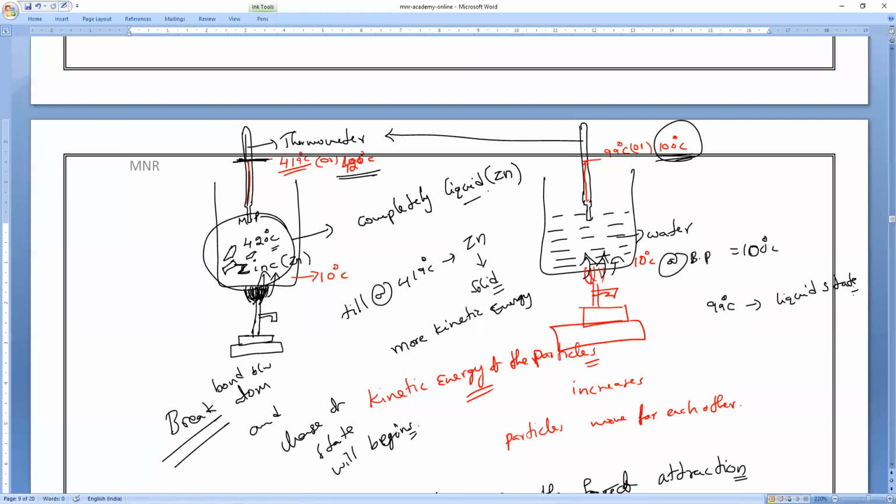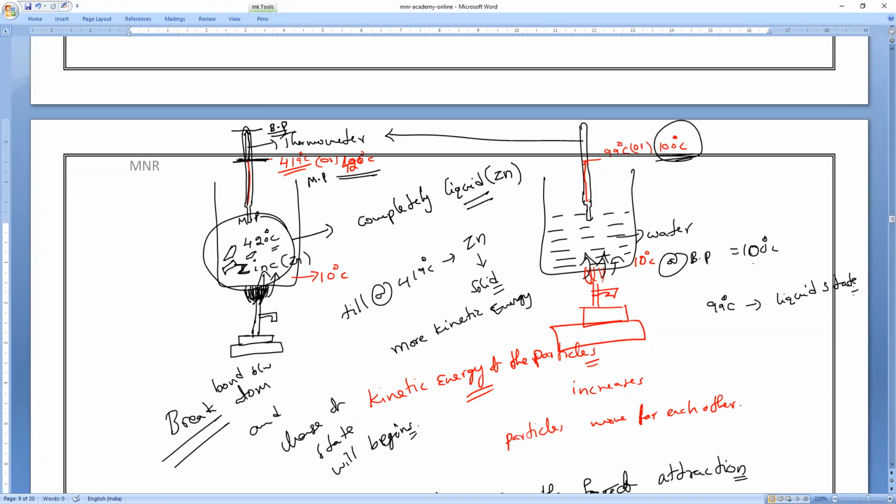Once the entire zinc has converted into liquid, again we notice the what? Rise in temperature. Do you all understand, everybody? So again, till where will it rise? Again, it will reach what point? After the melting point, again it will reach the boiling point. So again, same like water also here.